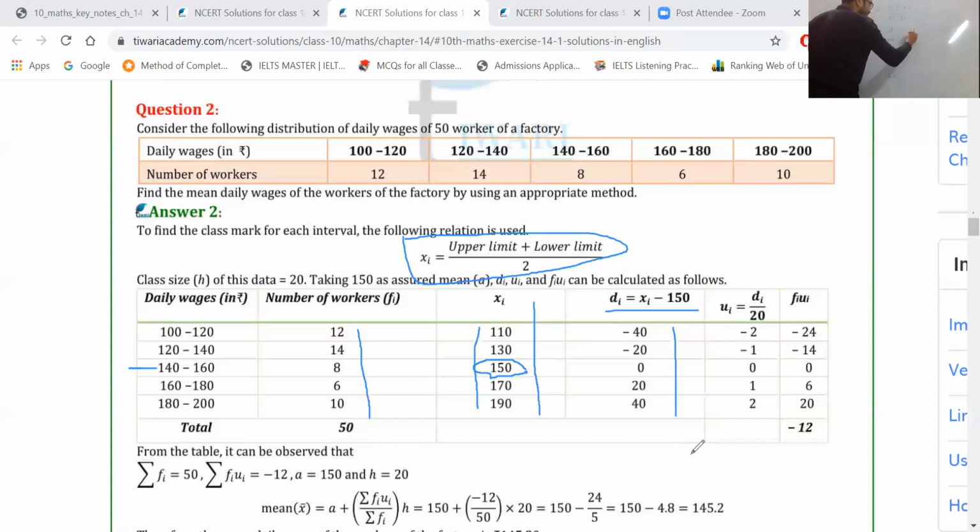Now fidi, what we'll get? We'll be getting the fi and di value. So let us find that and see. So 12 into 40, so minus 480. 14 into 20, so that is 280. Then 8 into 0, 0, 6 into 20, so 120, and 10 into 40, so that is 400.